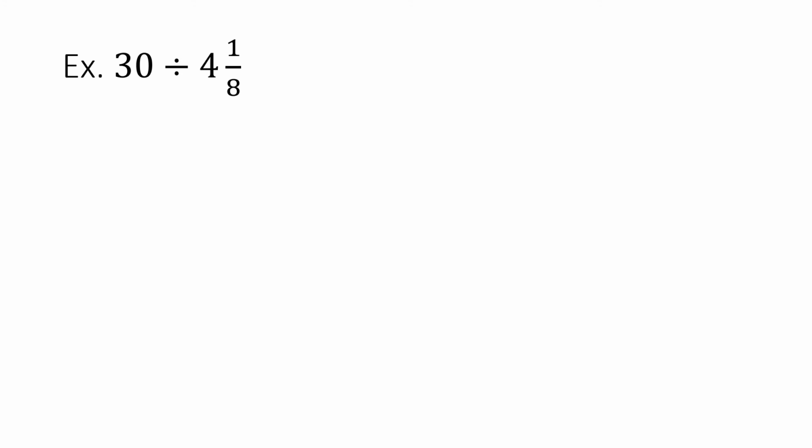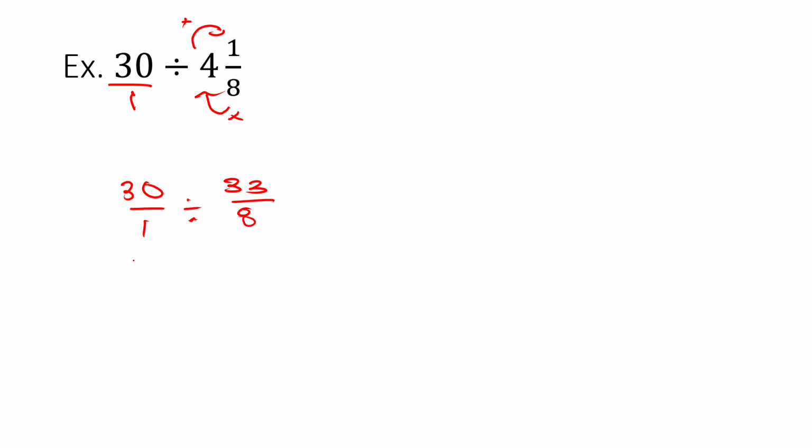30 divided by 4 and 1/8. Again, change your whole number to a fraction, and then move on to the mixed number. Change your mixed number to a single fraction, multiply and add. So 30 is now 30 over 1, division is still division, and 4 and 1/8 is now 8 times 4 is 32, plus 1 is 33. So we have 33 over 8.